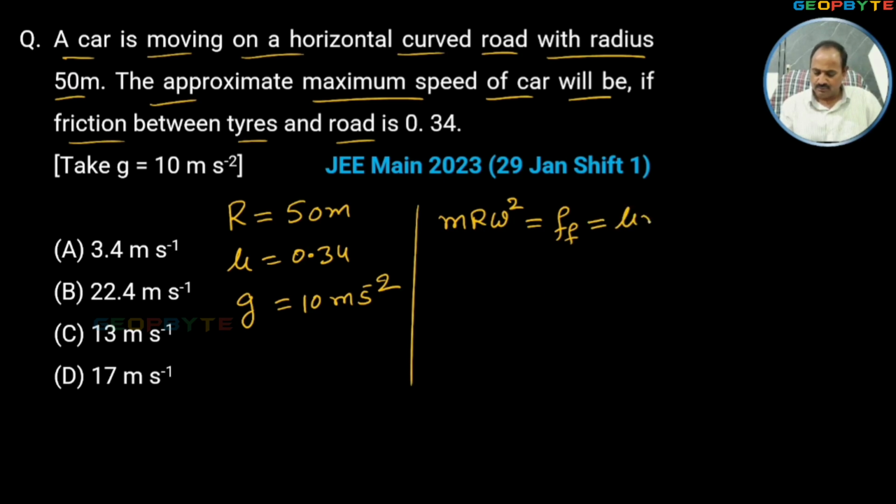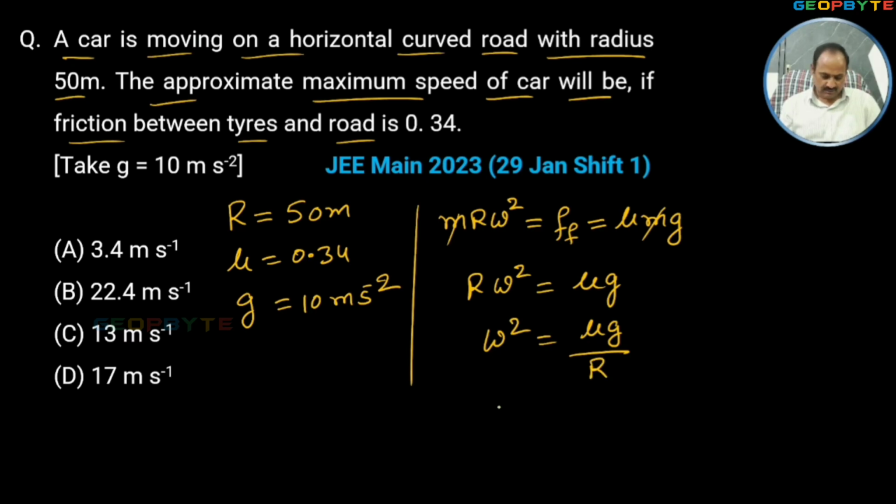That frictional force is equal to mu m g. Okay. So here m cancels. R omega square is equal to mu g. From this, omega square is equal to mu g by r. Then omega equal to... one minute, somewhere. m r omega square equal to mu m g. Okay, mu m g, m is cancelling. R omega square equal to mu g.